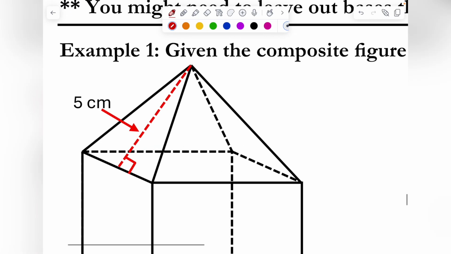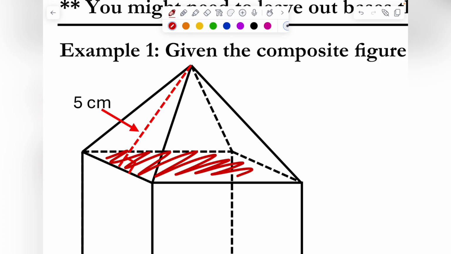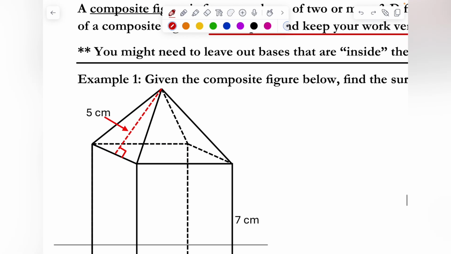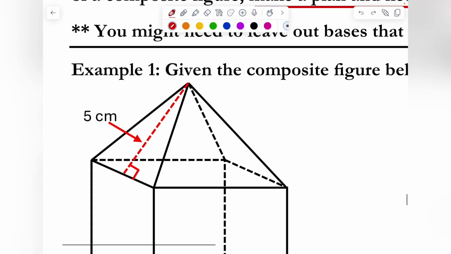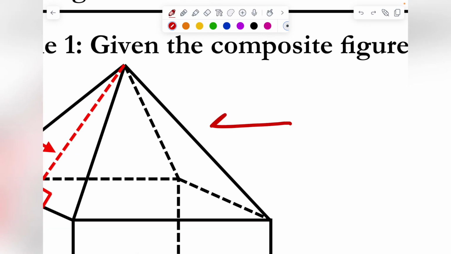As you can see, this top part is a pyramid, but the base of the pyramid is actually on the inside of this 3D figure. So I don't need to include the base as part of my surface area. What that means is it's really just these four triangles that are on the surface, and that's just called the lateral area of the pyramid.